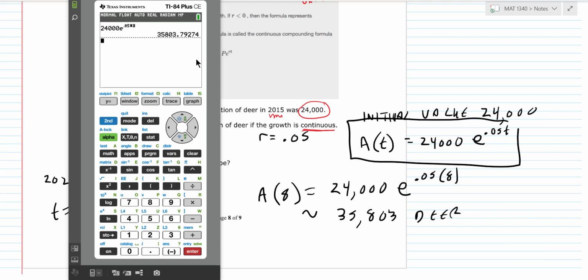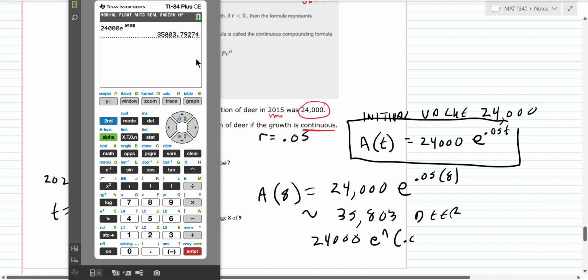Those of you that have an 83, you would go 24,000 e raised to, and then in parentheses, you could have 0.05 times 8. And that should work fine for you. Okay? So again, that e is above the ln symbol is how I put that in. Okay, does everybody see that ln symbol where e is? That's the way it is on 83 and 84 calculators. That's where you find that. Okay? Calculator okay? Yeah, good, okay. All right.